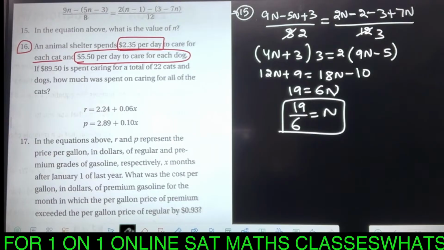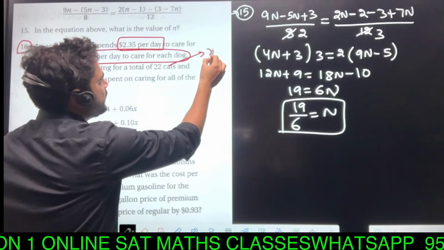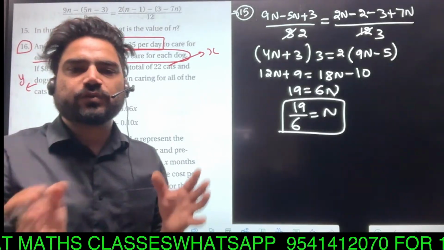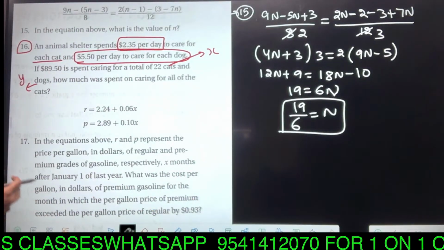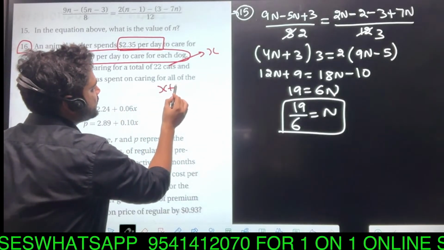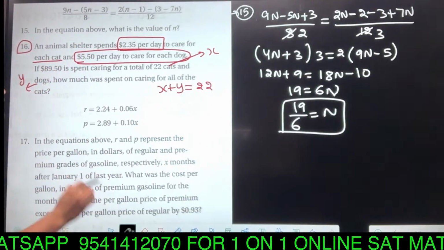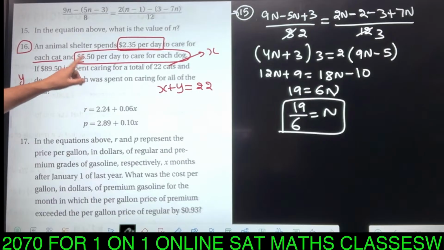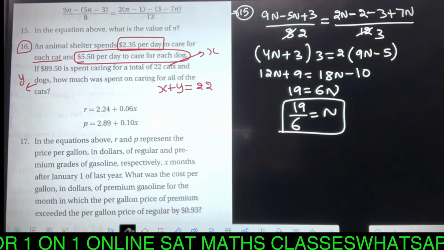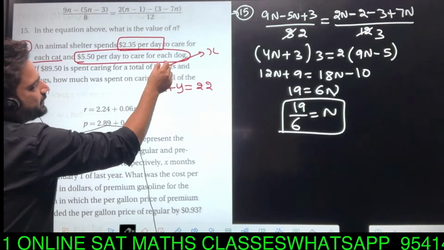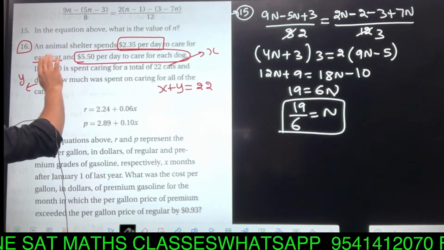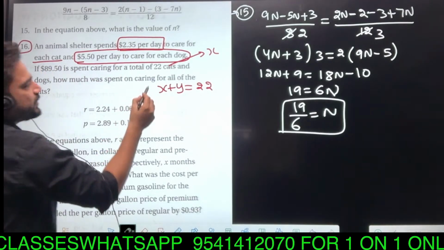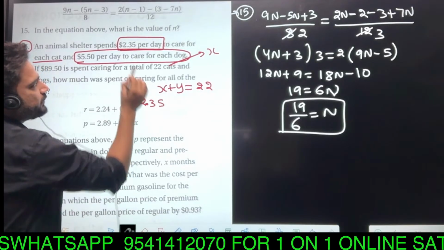So in this question, suppose the number of cats is x and the number of dogs is y. Then one thing they have clearly given is x plus y is 22. Total number is 22. Okay, and now they are spending $2.35 per day to care for each cat, and the number of cats is x, so the total amount spent on cats is 2.35 multiplied by x.